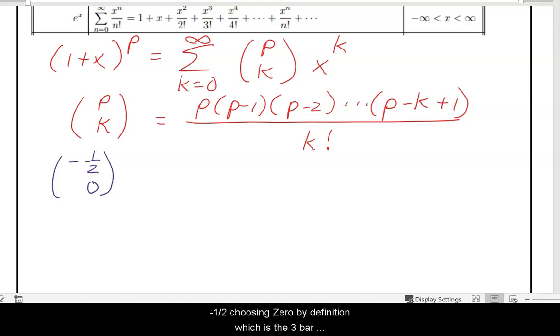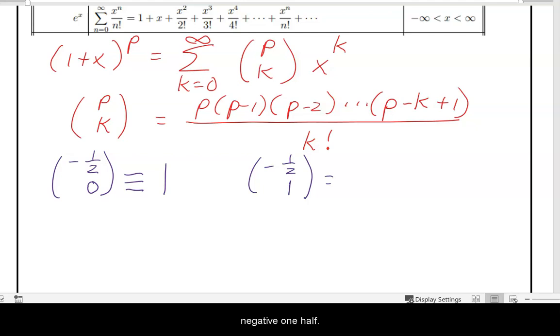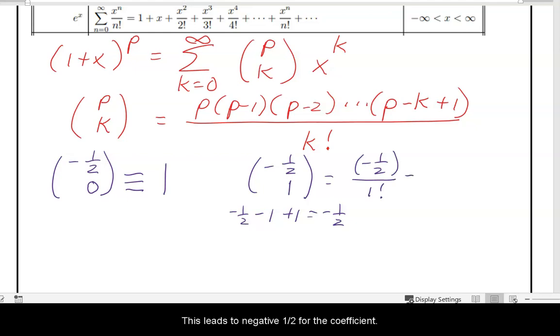Negative 1/2 choose 0, by definition, gives you 1. Let's take a look at the next one. Negative 1/2 choose 1, by definition, is going to start at negative 1/2, subtract 1, and stop at 1. That means the only factor you have is the original p. This will just give us the original p in the numerator divided by the 1 factorial coming from the value of k. This leads to negative 1/2 for the coefficient.